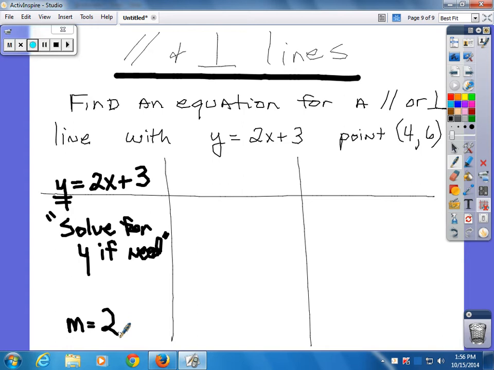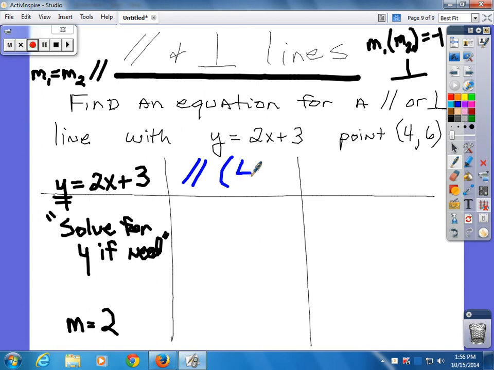Now, do you remember the rules I gave you Monday about parallel and perpendicular lines? What were they? M sub 1 is equal to m sub 2 for a parallel line. And m sub 1 times m sub 2 is equal to negative 1 for a perpendicular line. So right up here, I'm going to write in blue. I'm going to do my parallel line first. And I'm going to use the point 4 and 6.